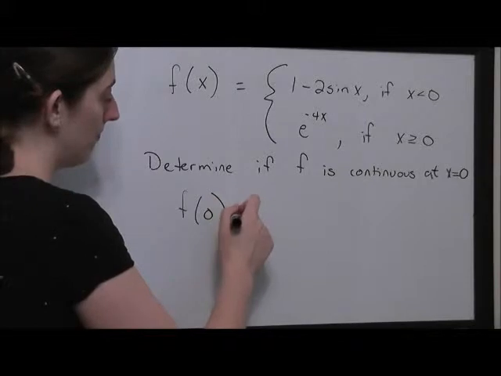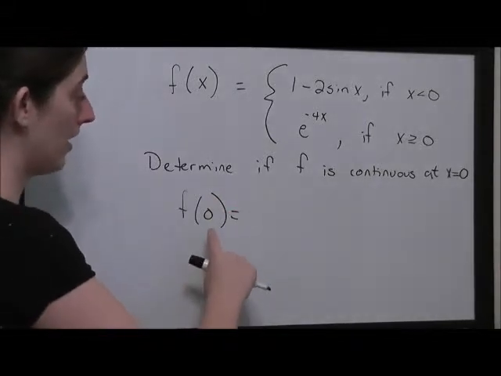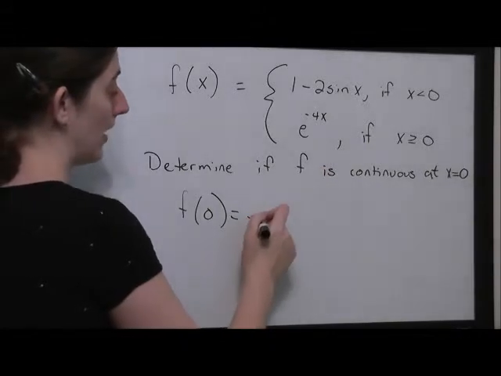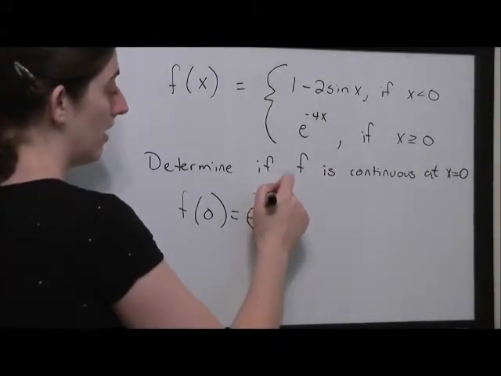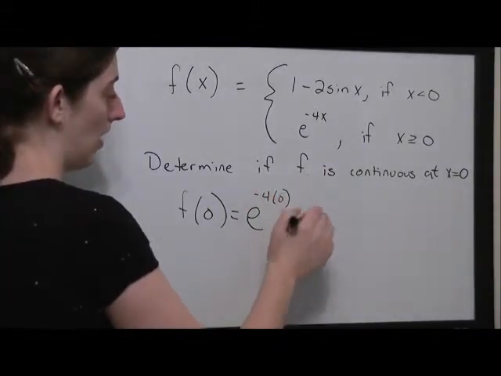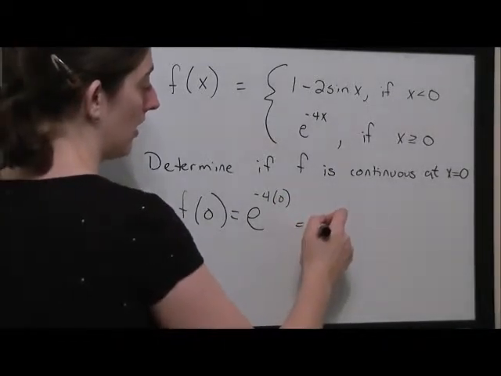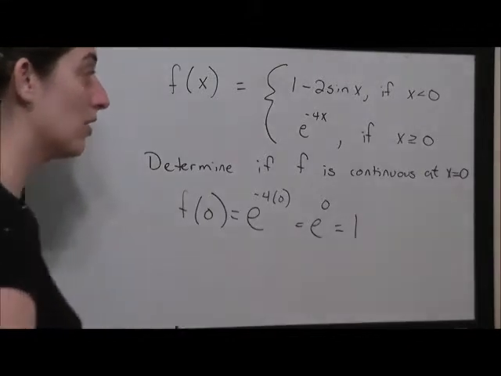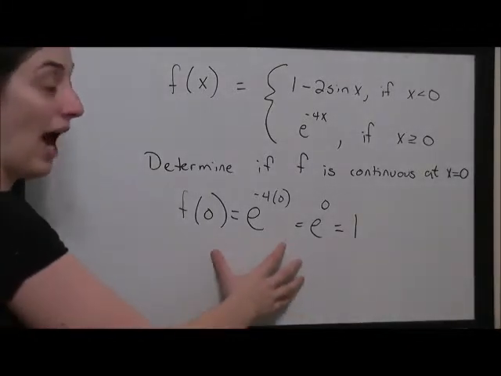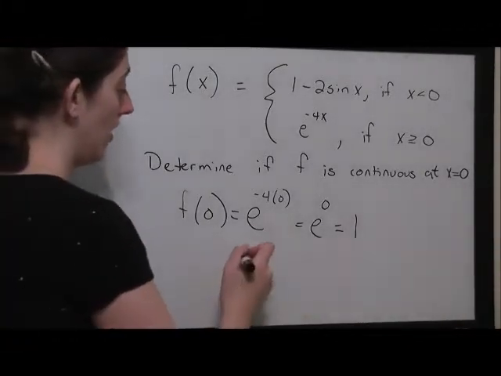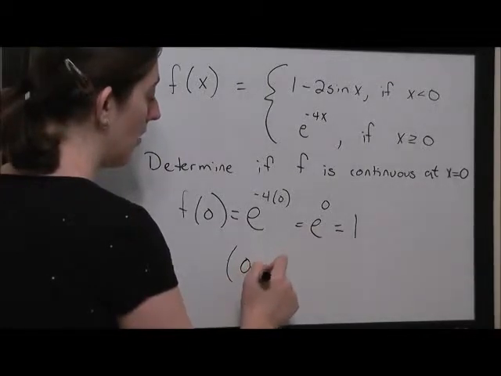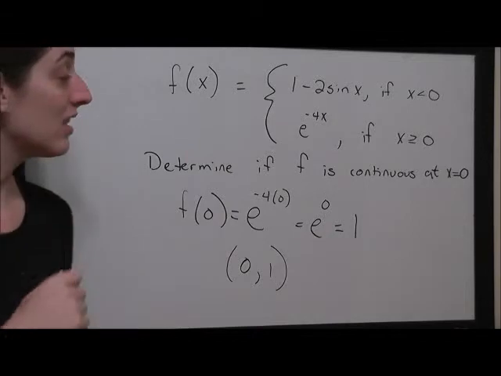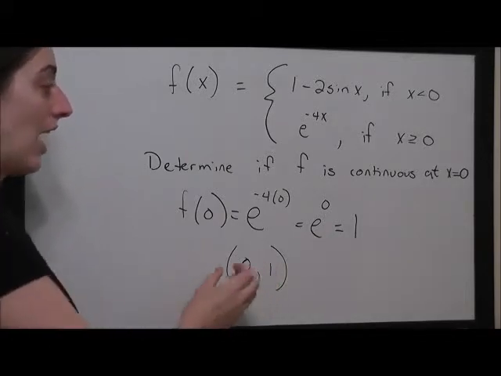So let's plug 0 in. And because it's at 0, we're going to use our bottom equation, so we're plugging into e to the negative 4x. So that's going to give me e to the 0 or 1. This tells me that we have a point at 0 and that that point is (0, 1). That's nice. The next thing we need to check is, do the sides meet up?